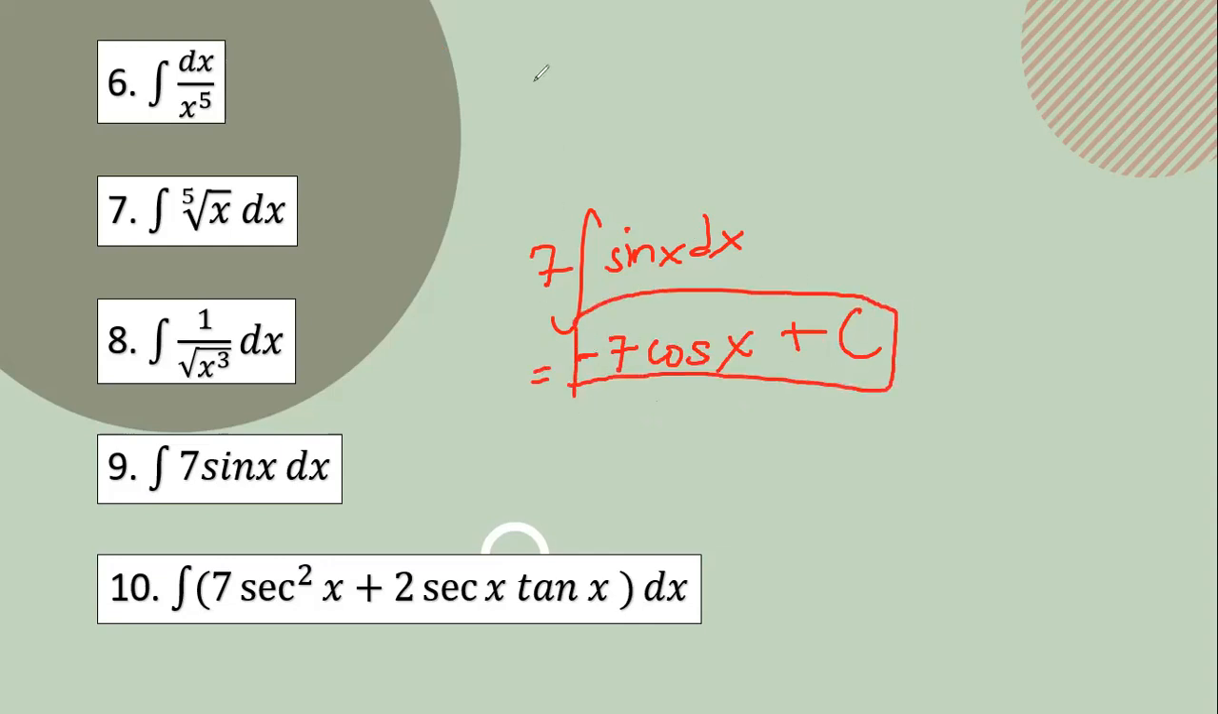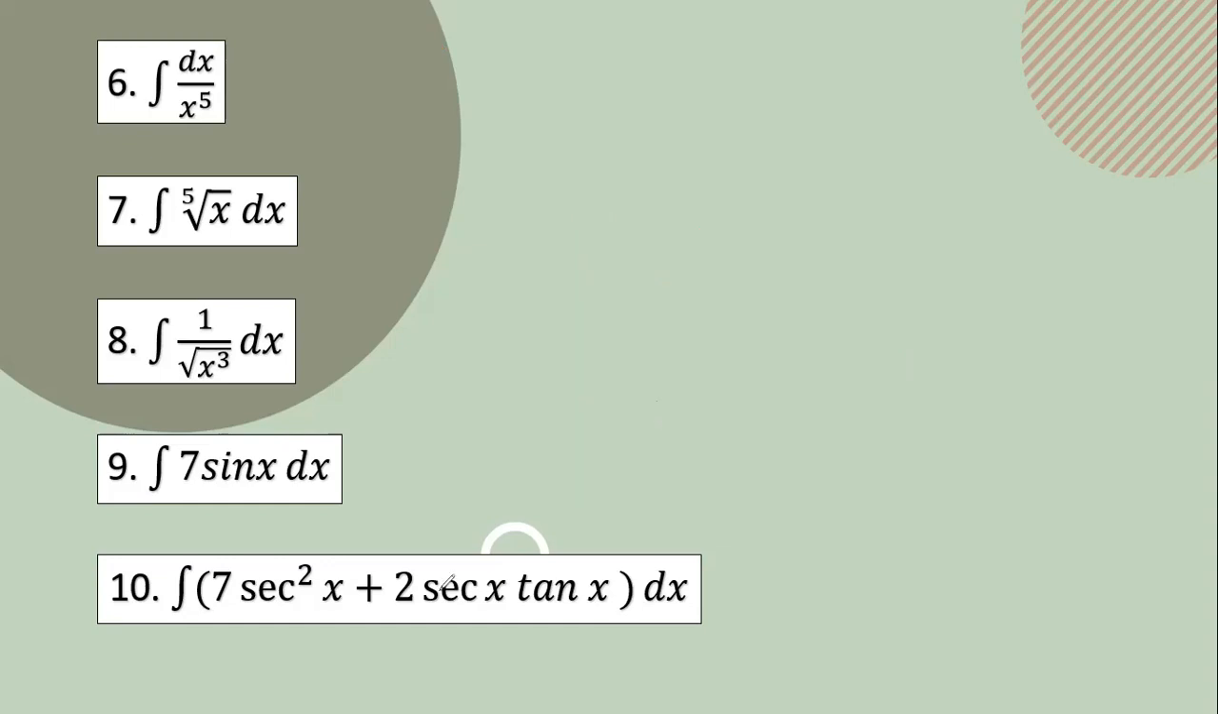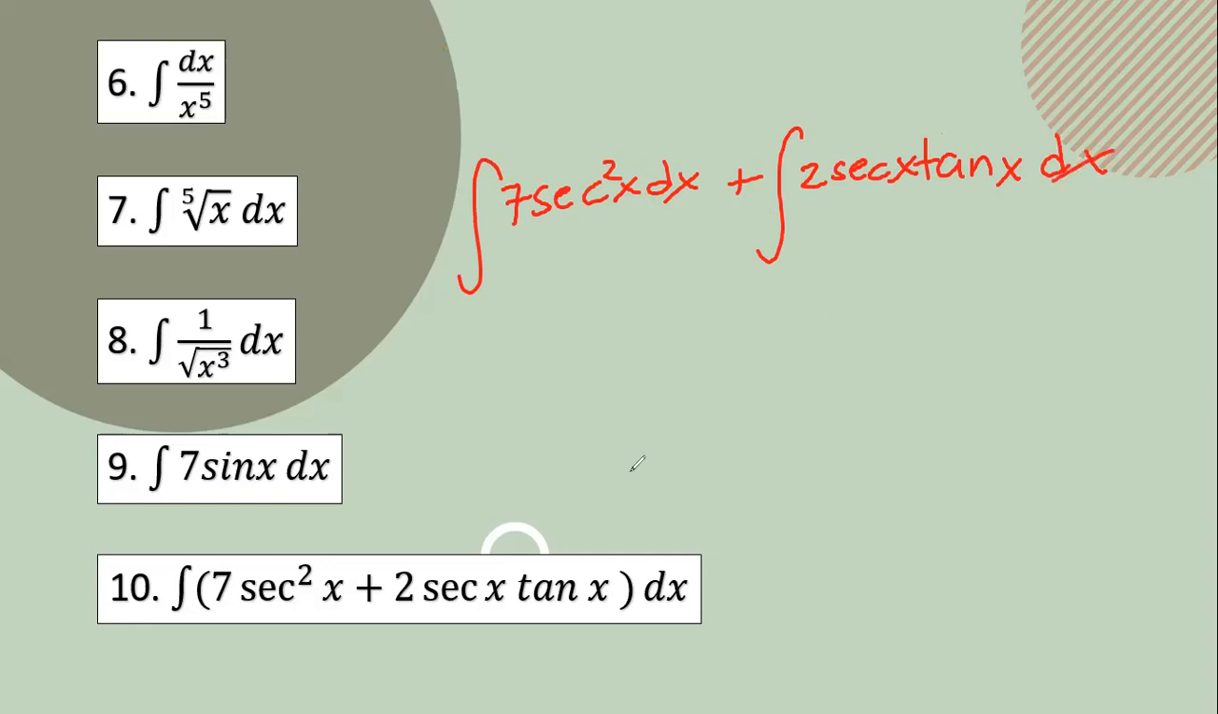Okay? So number 10, we have 7 secant squared x plus 2 secant x tangent x dx. So integral of first 7 secant squared of x dx plus integral of 2 secant x tangent x dx. So magkahiwalay yan. So pwede na distribute si dx tsaka si integral, since pinaghiwalay siya ng operations.